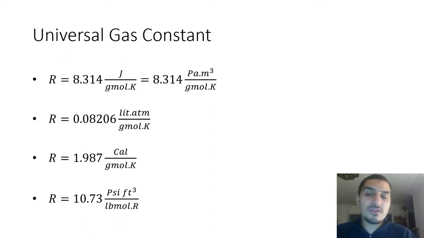Of course, there might be other values of R if you have other types of units. If you use, for instance, psi with meter cube and pound mole, it's going to give you some other value of R, which should be consistent with the units that you're using.